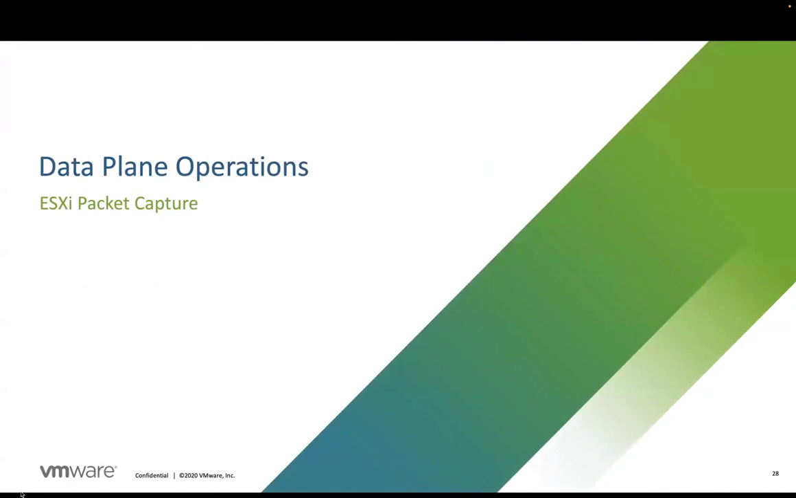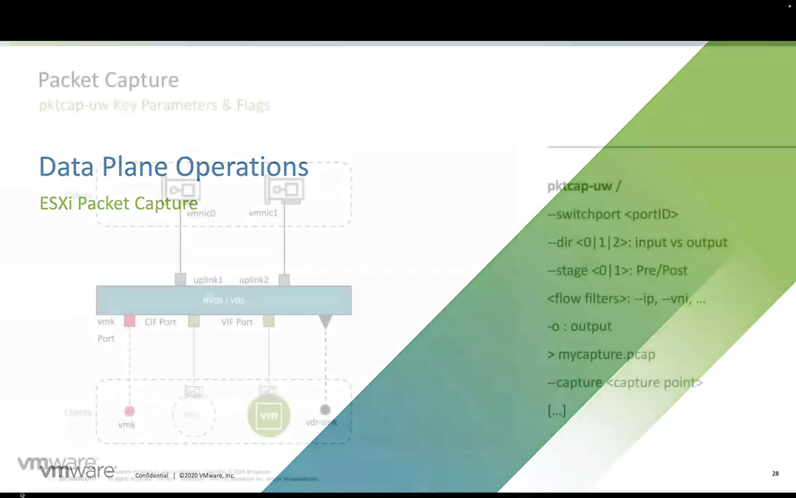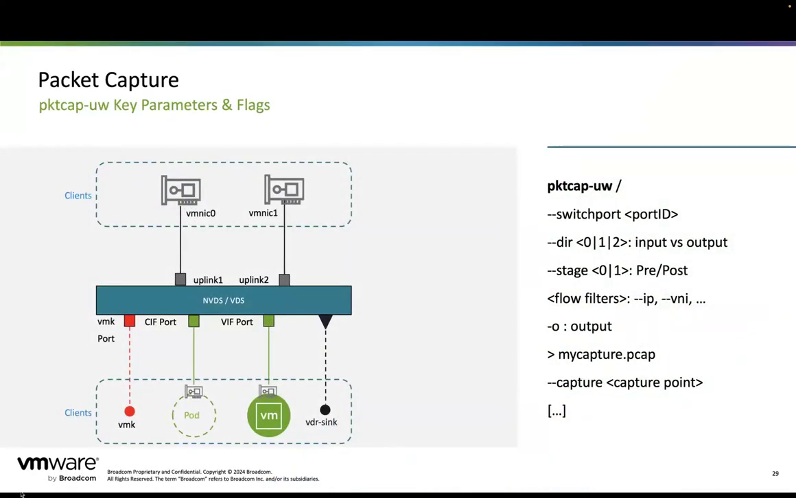Okay, let's turn our attention and talk a little bit about data plane operations and how we can get some info out of ESXi packet capture when we need a deeper look at what's happening at the host level. So there's a pktcap-uw that we can use to get information about the flow of traffic. Here are some of the key parameters and flags for pktcap-uw.